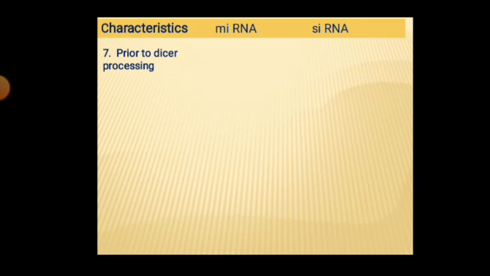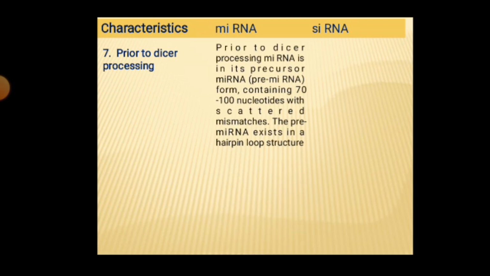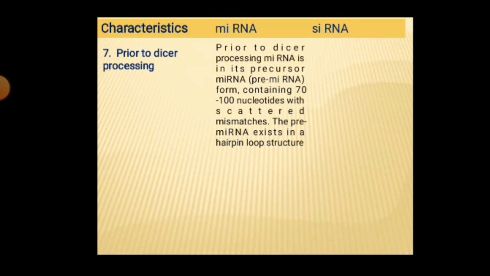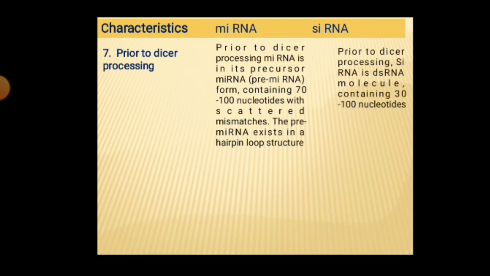Next is the prior to dicer processing. Prior to dicer processing, miRNA is in its precursor RNA form, that is the pre-miRNA form, containing 70 to 100 nucleotides with scattered mismatches. The pre-miRNA exists in a hairpin loop structure. So, this miRNA prior to dicer processing is in its precursor miRNA or pre-miRNA form. Okay. Whereas prior to dicer processing, siRNA is double-stranded molecule containing 30 to 100 nucleotides.